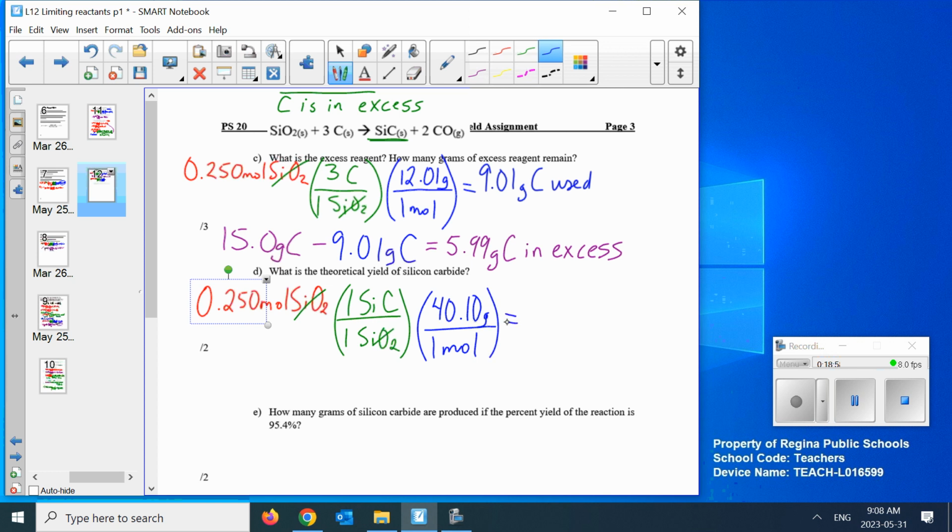So a quarter of 40, we know is 10, but I'm going to just type it in because I'm not sure of the decimal. 0.25 times 40.10 is 10.025. So 10.0. We don't want 10.02, we'll just call it 10.0. So in theory, you should get 10 grams. That's the theoretical yield.